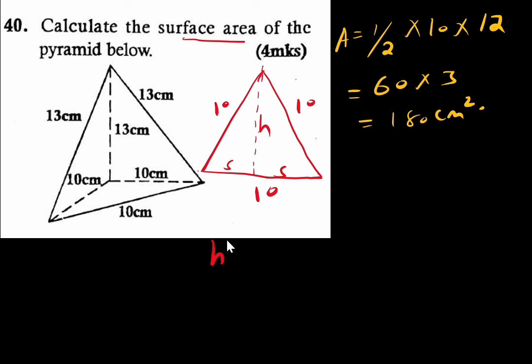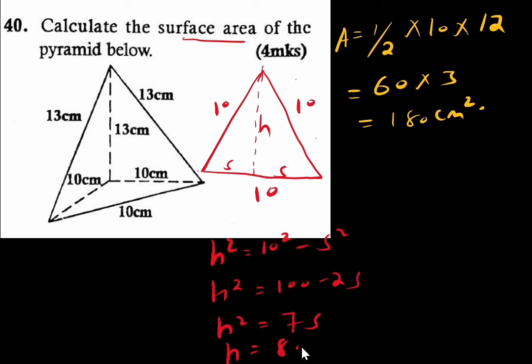So height squared will be the hypotenuse squared, which is 10 squared minus 5 squared. So h squared is equal to 100 minus 25. So you can see my h squared is equal to 75. To get h, you get the square root on both sides. So h will be 8.66. So my height here is 8.66.